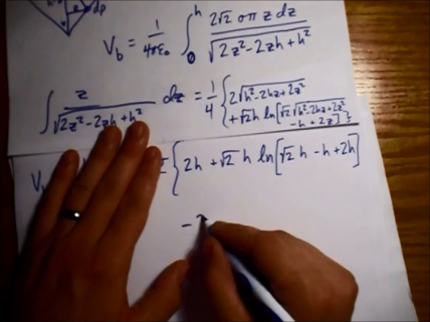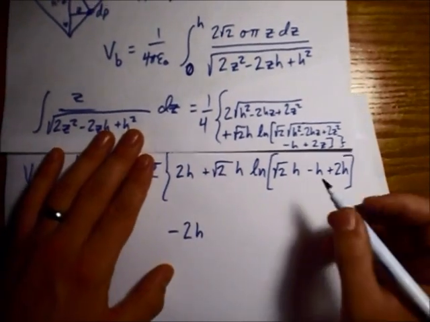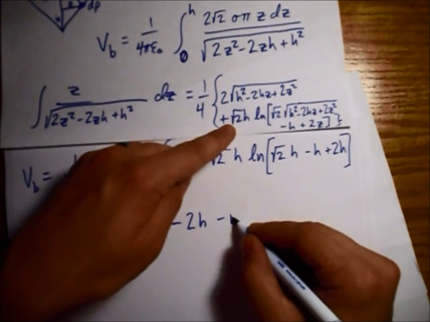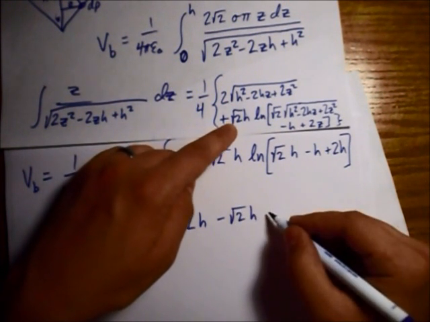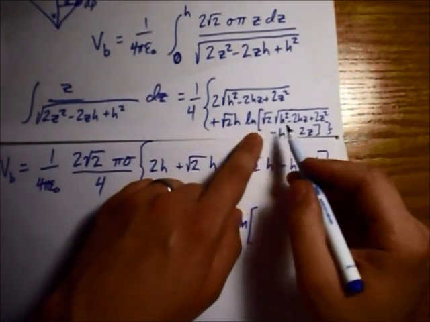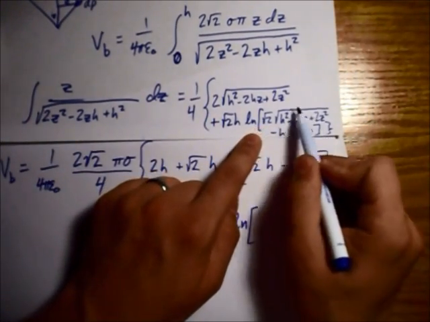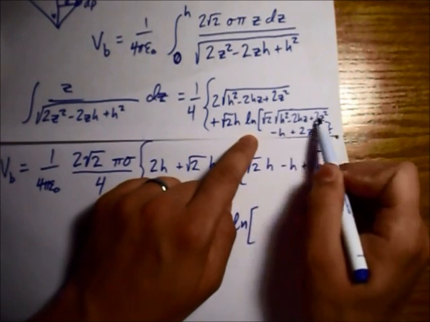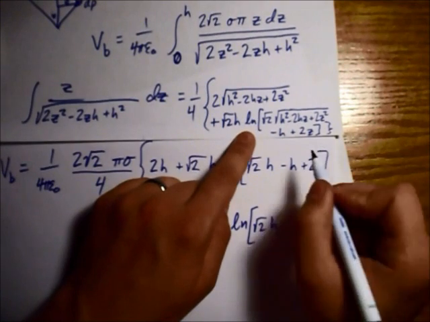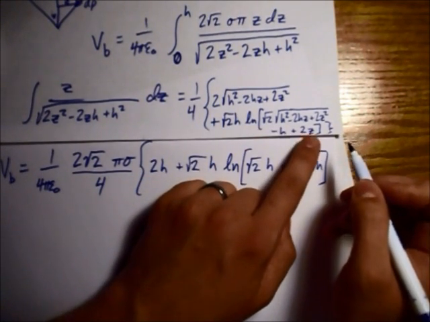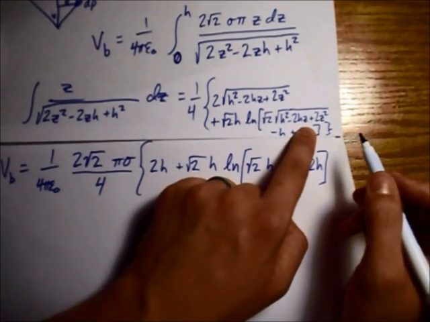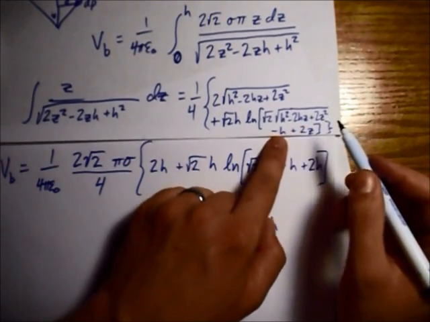So we have this time a minus 2h, and then a minus, we get the square root of 2h natural log, and now we look inside the brackets here. Again, this stuff under the integral just gives us an h, so we have our square root of 2h, and then we're putting in a 0 for z once again. So that term goes away and we are left with just a minus h.